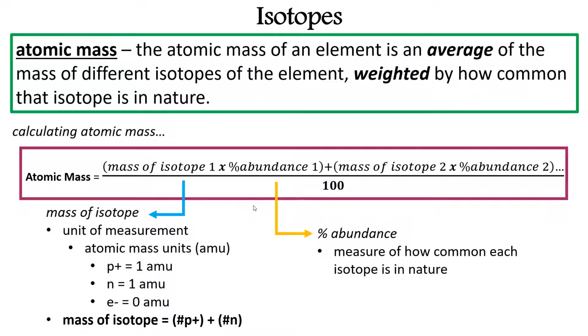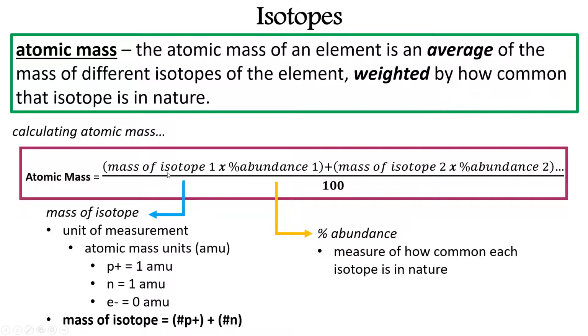So mass of an isotope, this is just like our mass number. The mass of atoms is measured in atomic mass units, AMU. That comes from looking at how many protons and neutrons you have. A proton is 1 AMU, and a neutron has a mass of 1 AMU as well. Electrons are so small that they essentially have 0 AMU.